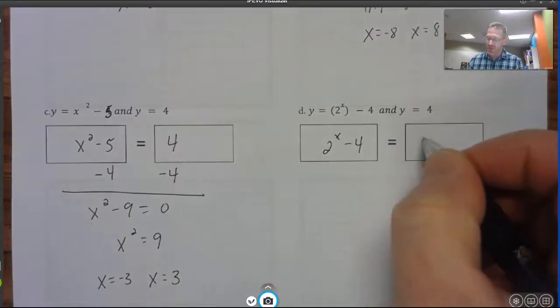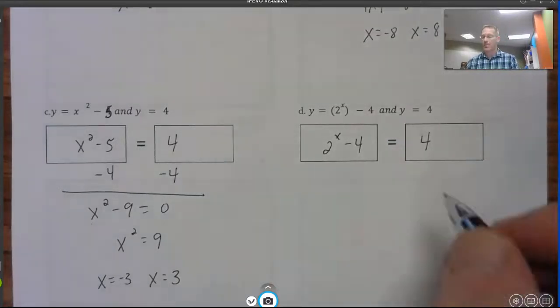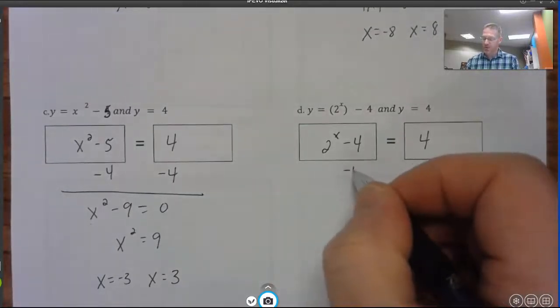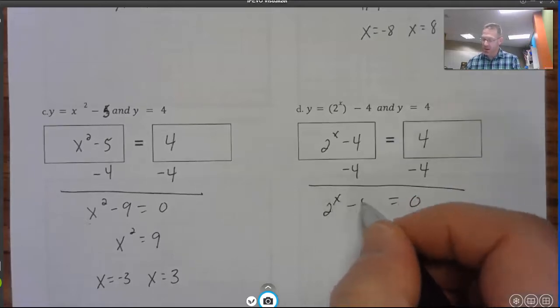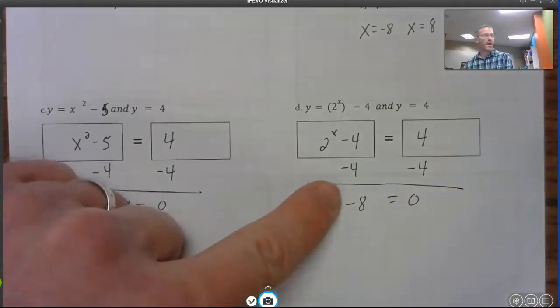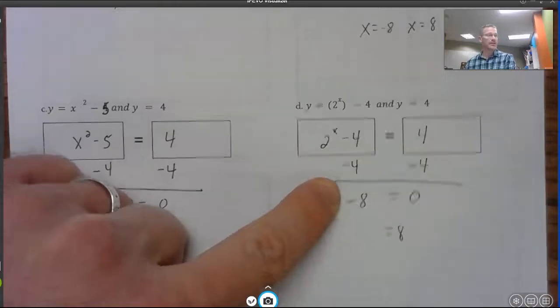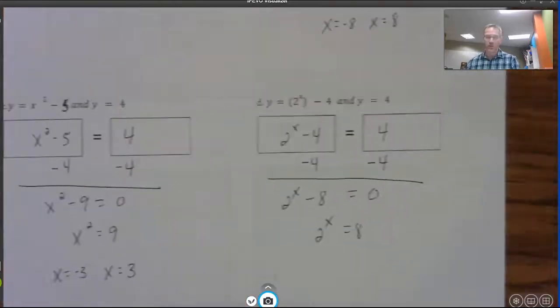2 to the x minus 4 equals 4. I want to make this 0, so subtract 4, subtract 4. That's 0. So 2 to the x minus 8 is 0. So what minus 8 is 0? That would be 8. And so 2 to the x is equal to 8.